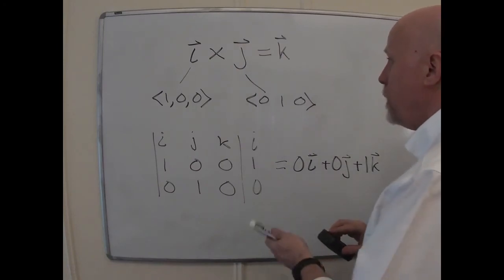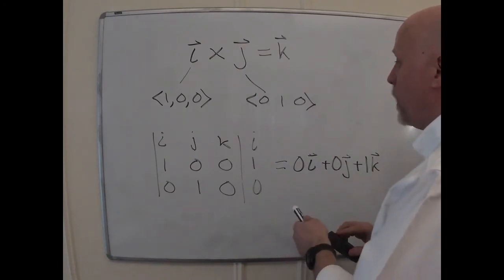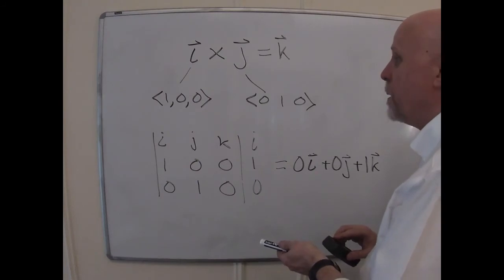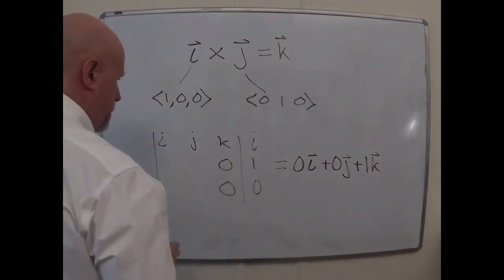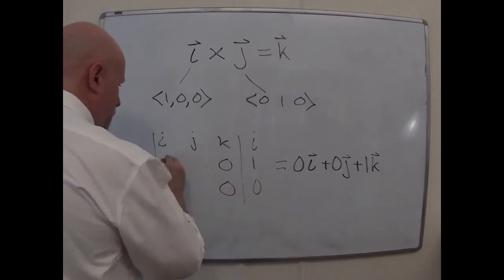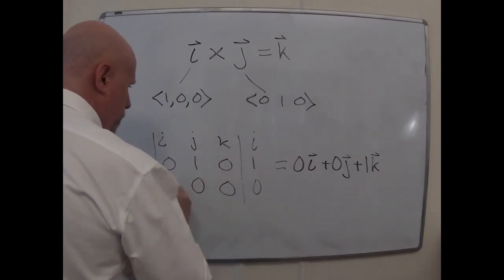Do you want to see that J cross I is equal to the negative K? How would that look? I said J cross I, so that would be 0, 1, 0 cross 1, 0, 0.